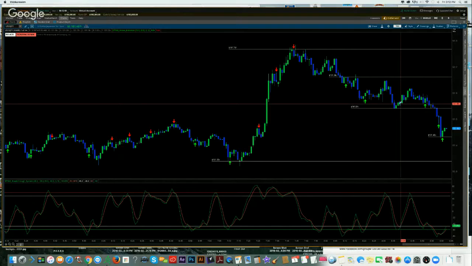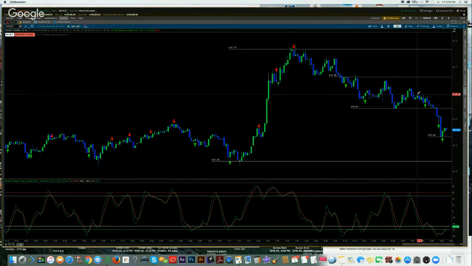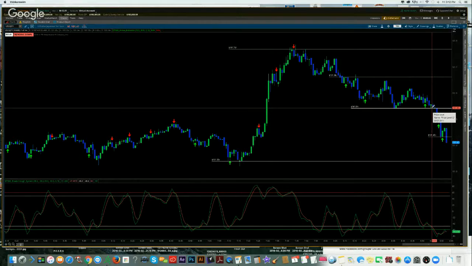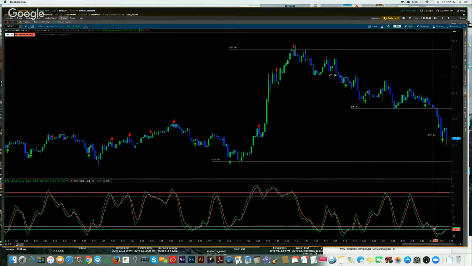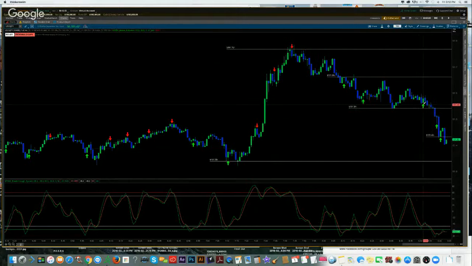But if you had been following the rules, you wouldn't have gotten caught in that situation, because for one, it came down here and touched down here. But look, it never gave you a pinch. It was still going down to the downside. So that lets you know that it was going to keep on moving.